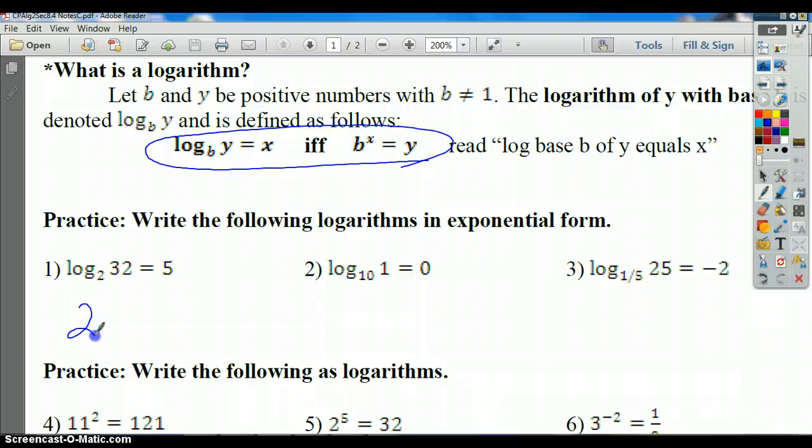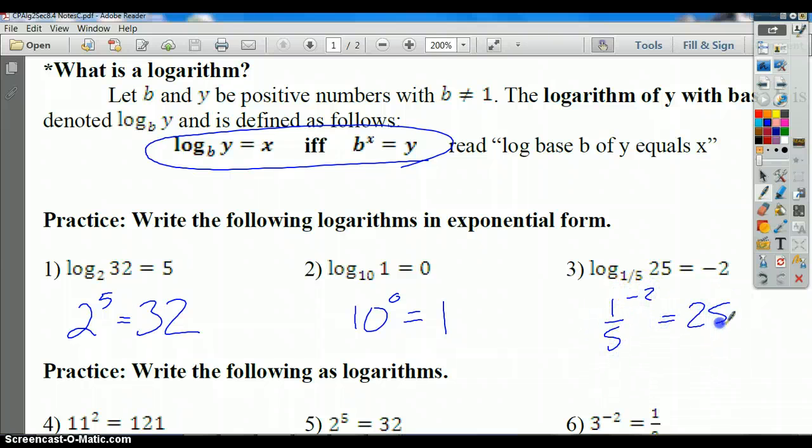the base is 2, so it's going to be 2 to the 5th equals 32. Over here, anything to the 0 power equals 1, 10 to the 0. And over here we have 1/5 to the negative 2nd equals 25, which is definitely true, because the negative flips this, makes it 5 squared.